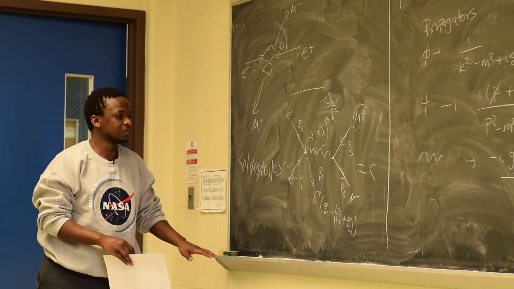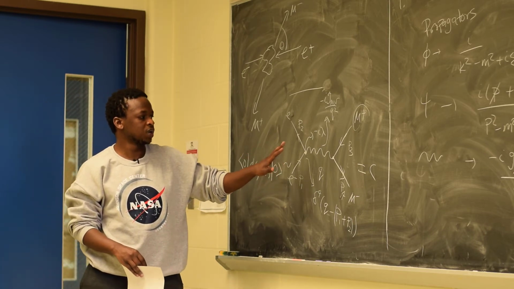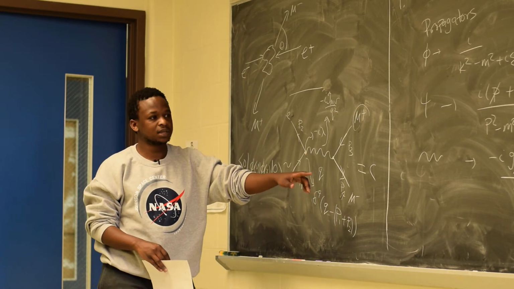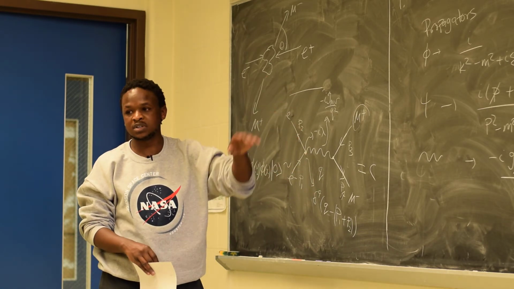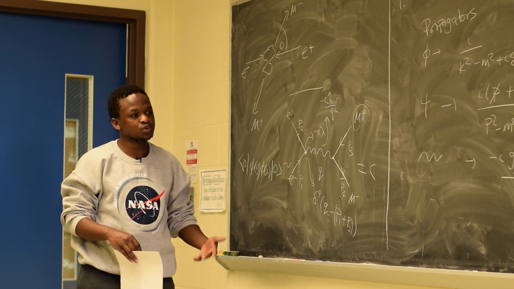Yeah. But what you should take out of this is that what we're calculating is a number, and that's the number that will give us the differential cross section. Does that make sense? So that's what we use Feynman diagrams for.